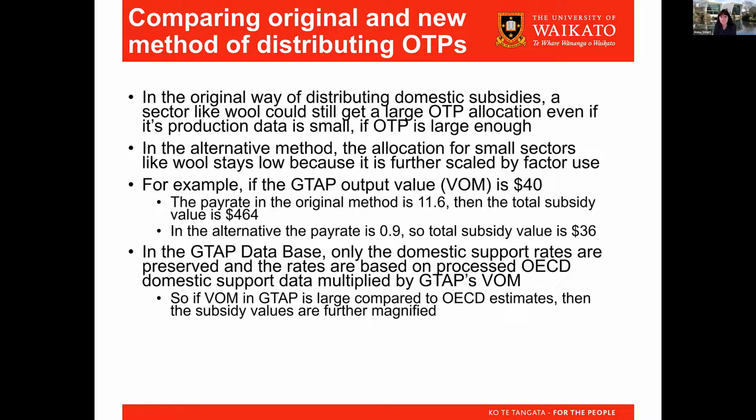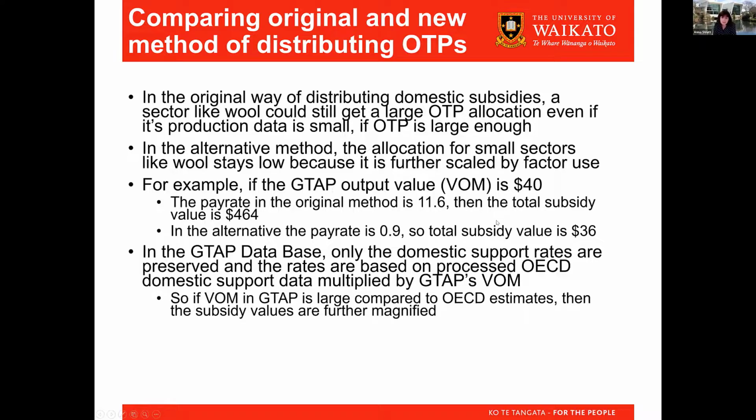So for example, if the GTAP output value was $40 million, if the pay rate in the original method was 11.6, then you end up with a total subsidy value of 464 million. So you end up with a subsidy much, much larger than that 40 million value of output. In the alternative, the pay rate might end up at 0.9. So the subsidy value ends up as 36 million, so certainly less than the value of output. This particular example is taken from an older version of what was happening with wool.